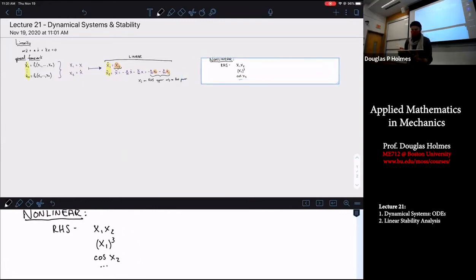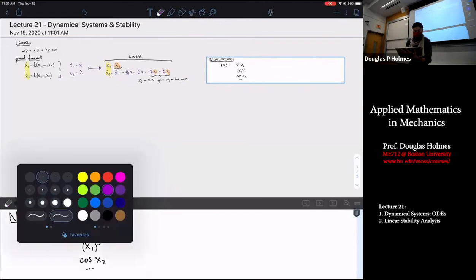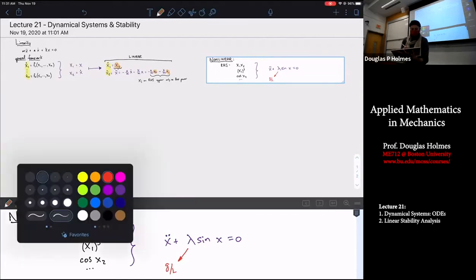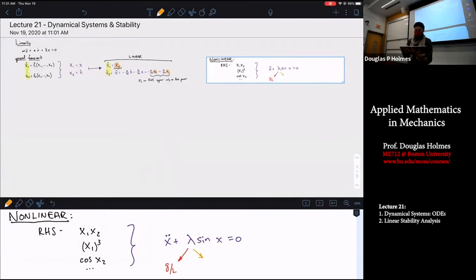So here's a nonlinear system. This is another system that we've looked at in gory detail from time to time. It is x double dot plus some constant lambda times the sine of x equals 0. In the dynamical systems world, if lambda is g over L, we get something that describes a pendulum. If lambda is something like P over B, then we get something that describes the elastica. Both of these systems are nonlinear.